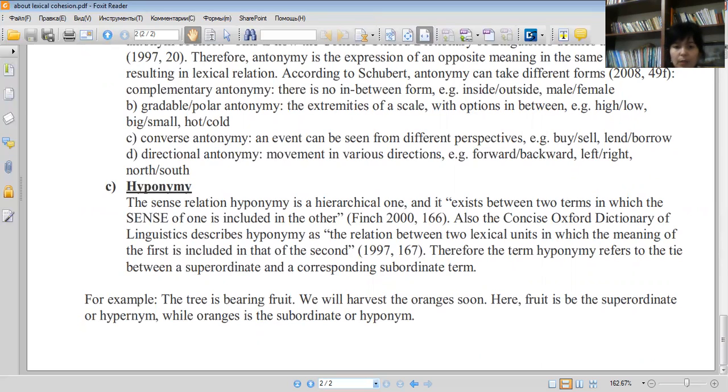Homonyms are words that are similar in form, but the meaning is different. For example, if we take an example for homonyms, present and present. The first one is a noun and the second one is a verb.